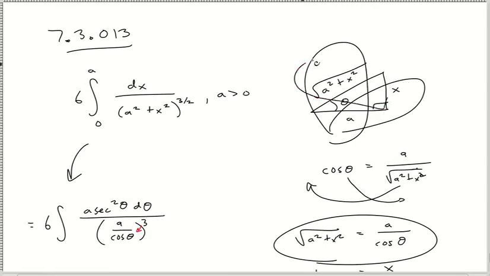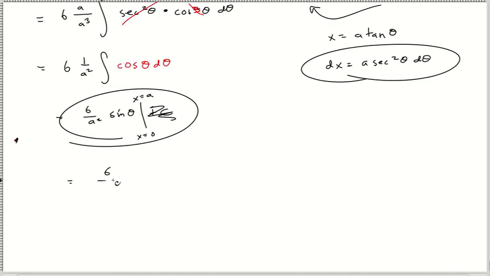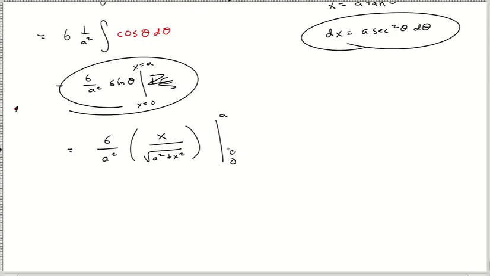So my sine is these guys, right? x over the square root. And so I can now say, this is going to be x over the square root of a squared plus x squared. There's no cubes or squares or nothing. And now this from 0 to a. Plug this in. Plug in the 0 as well. You need both of them, actually.